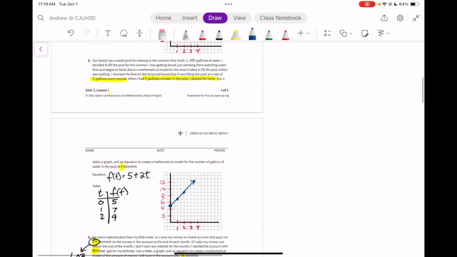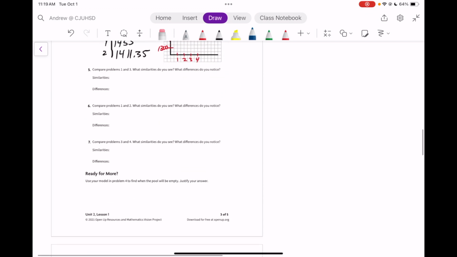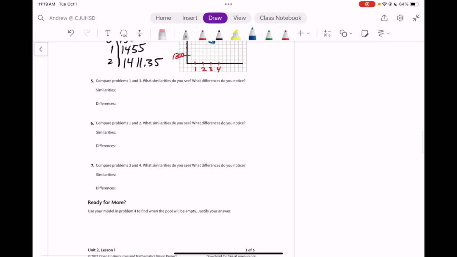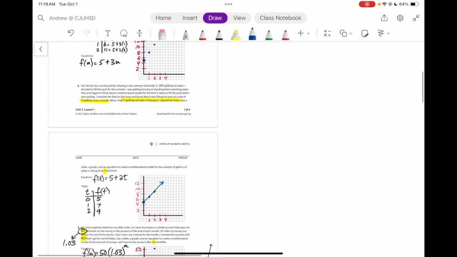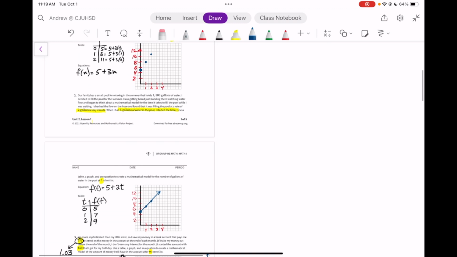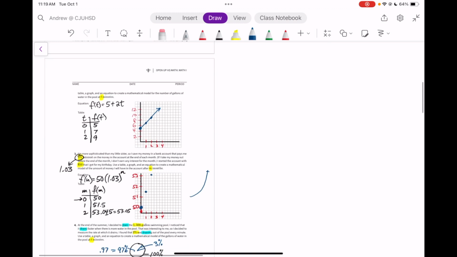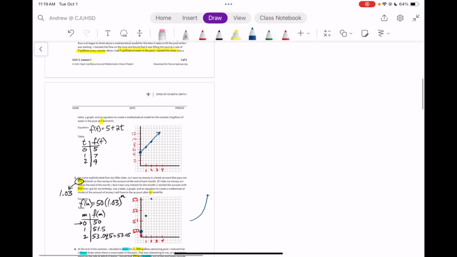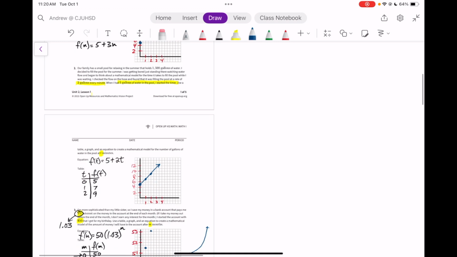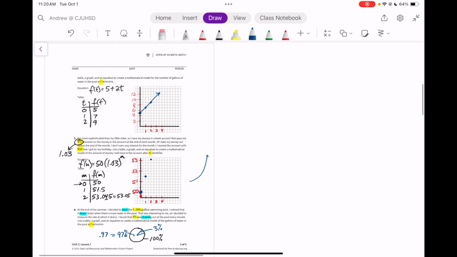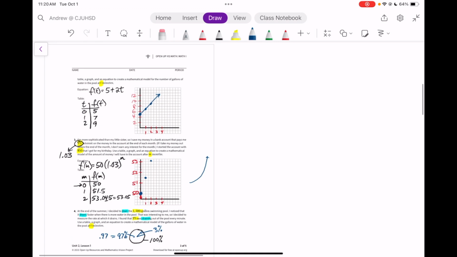And let's see, there's some other questions here. What do we notice that's similar? What do we notice that's different? Between 1 and 3, what is different? Problem number 1 is the piggy bank problem. It's increasing, but it's arithmetic. Problem number 3 is increasing, but it's geometric.